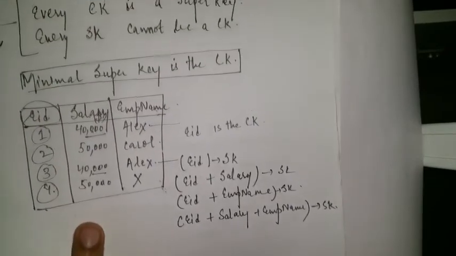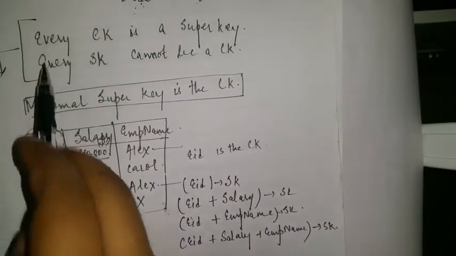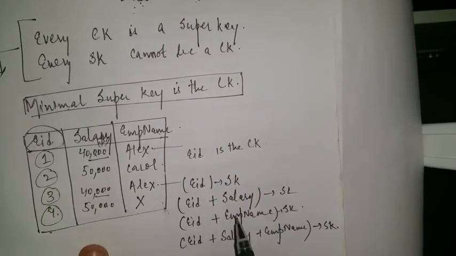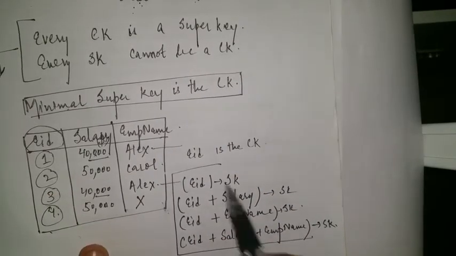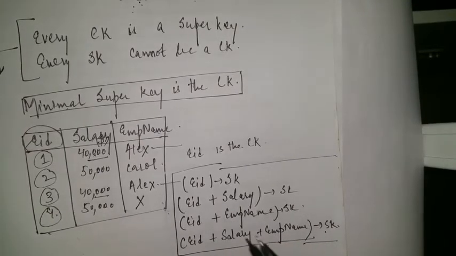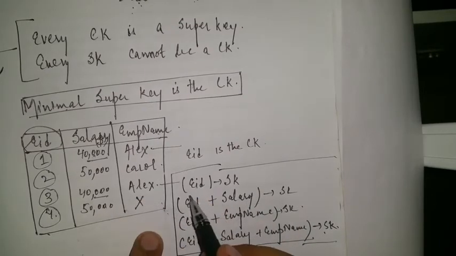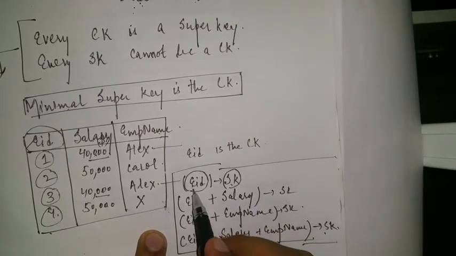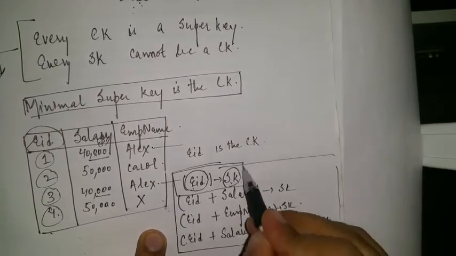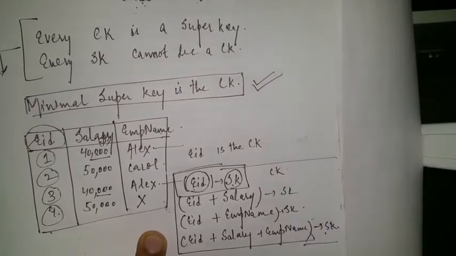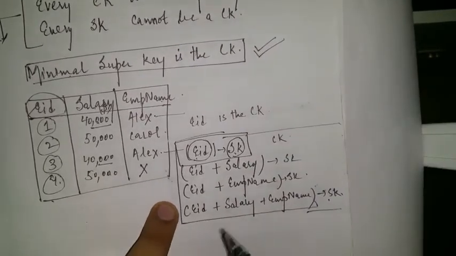Now, the rule was that minimal super key is the candidate key. Out of these 4 super keys, the minimal key, that is, minimal means the minimum number of attributes in a super key, is EID. This is the super key which has minimum number of attributes, which is also the candidate key. Hence, this rule holds.